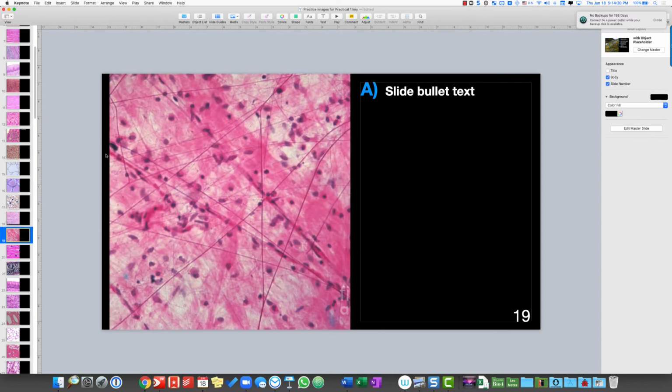This is areolar connective tissue, or loose areolar connective tissue. Either is fine. Here you can see the elastic fibers. Collagen fibers are the thick pink ones. And then most of these are nuclei of fibroblasts.